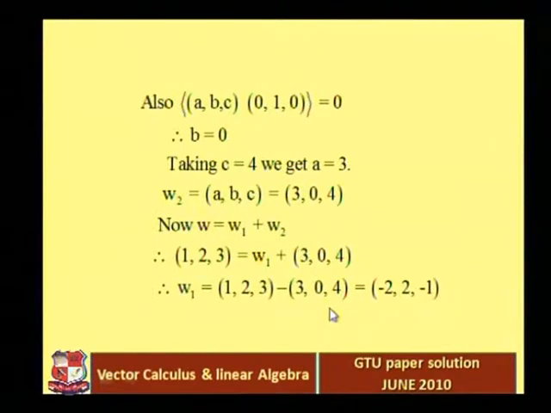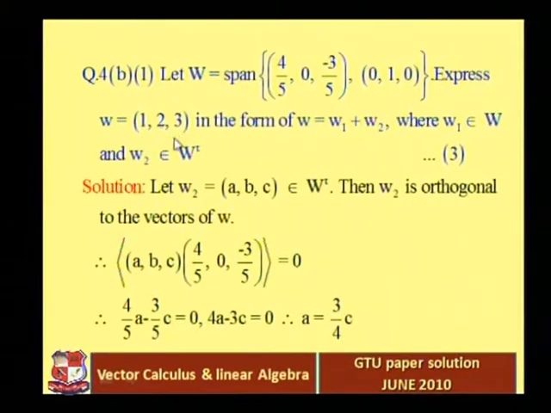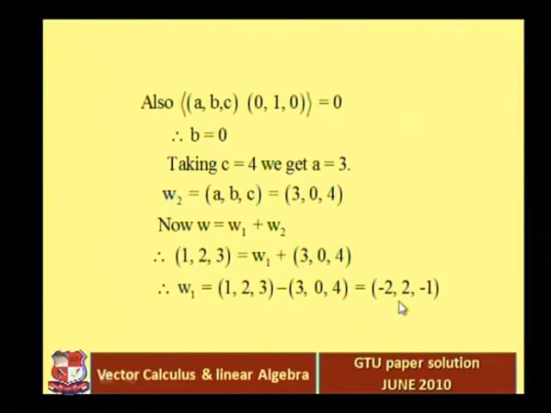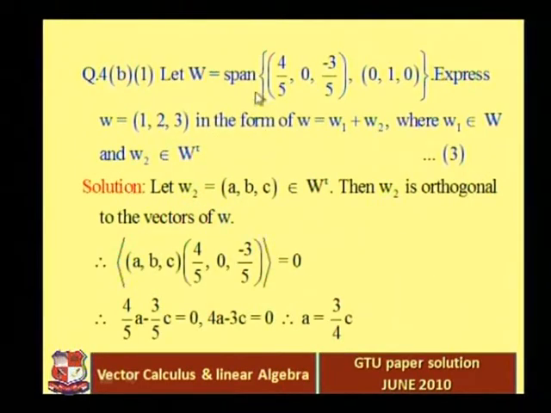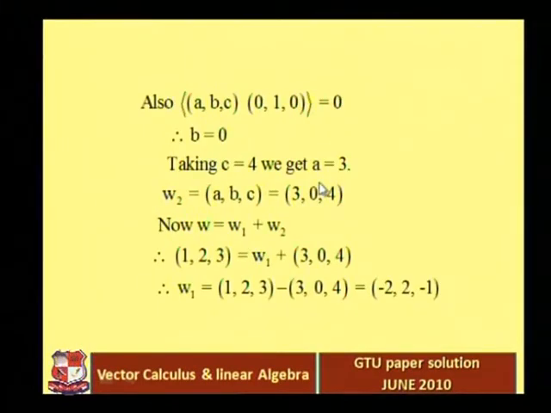So (1, 2, 3) can be written as W1 plus W2, where W1 is equal to (-2, 2, -1) and W2 is equal to (3, 0, 4), where W1 belongs to W and W2 belongs to the orthogonal complement of W. This question was asked for 3 marks in the GTU question paper. Okay, so next question.